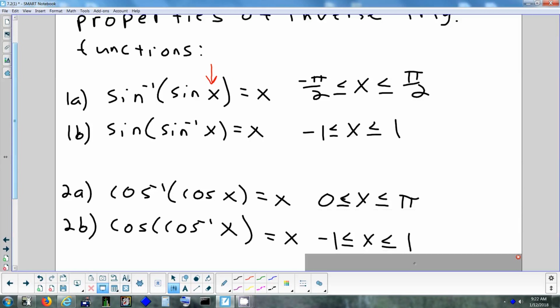So these restrictions of when these formulas work have to do with the domain of the inside function. That's where these restrictions are coming from. So they're not random. They're all numbers we've just seen.